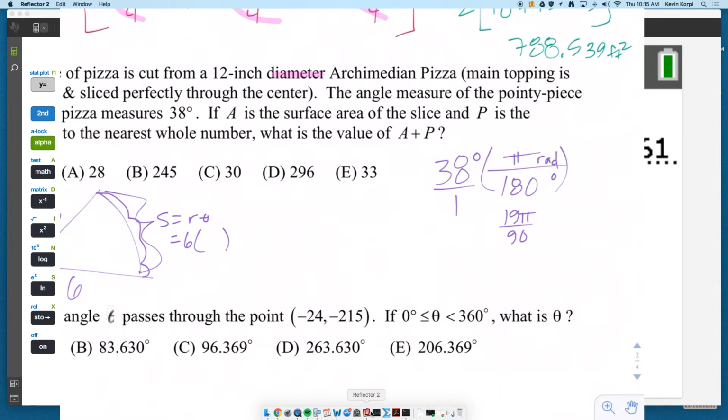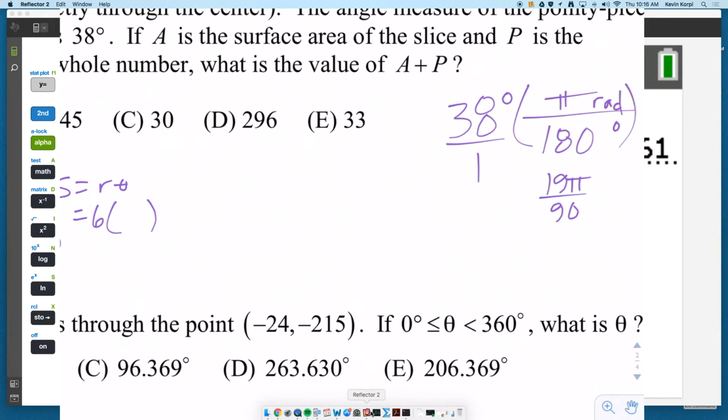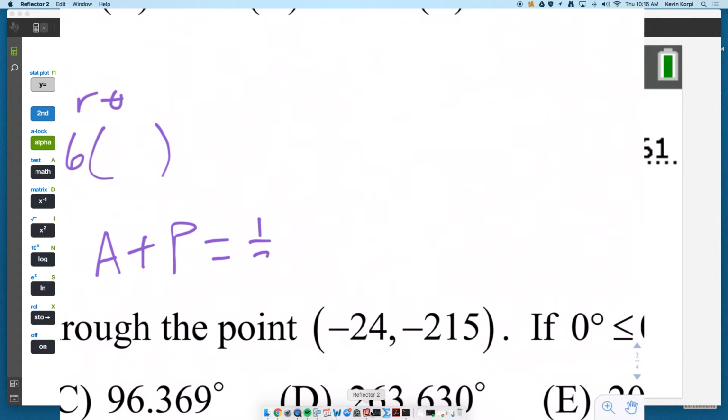Well, if you use degrees, let's see. We'll try it. Here is what I'm going to do. I'm just going to set it up in one setup. A plus P is equal to, all right, what's the area of a sector? It's 1/2 r squared theta. And theta is 19 pi 90ths. What is the radius?